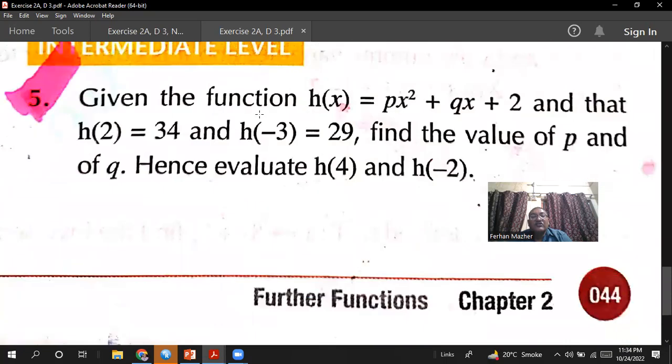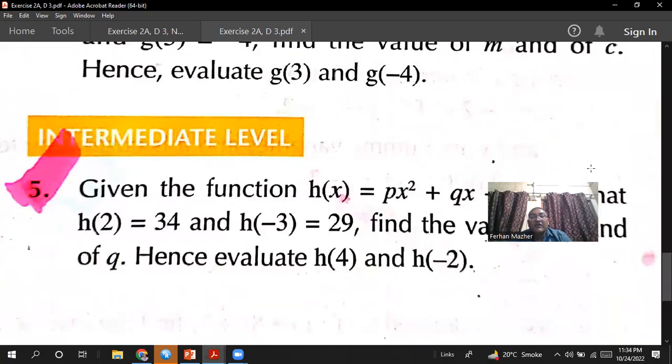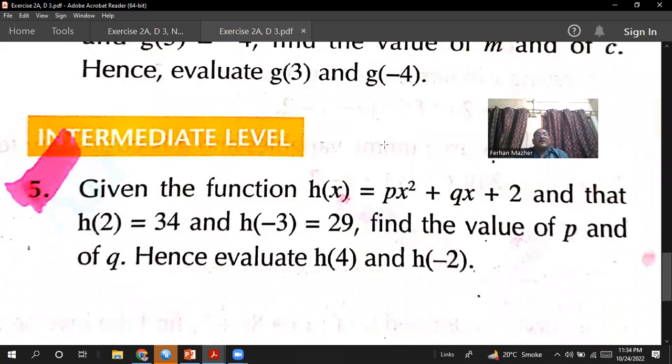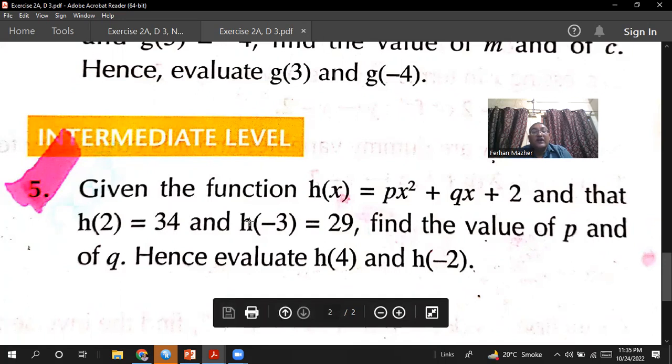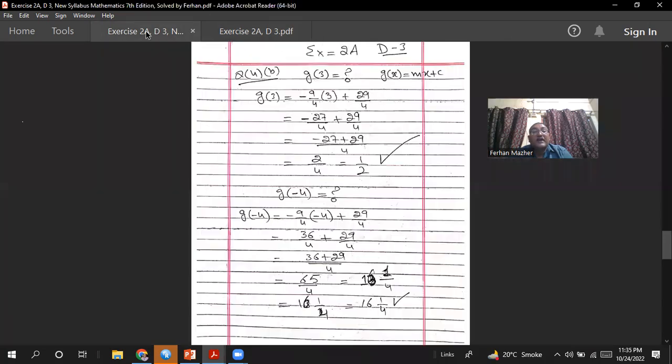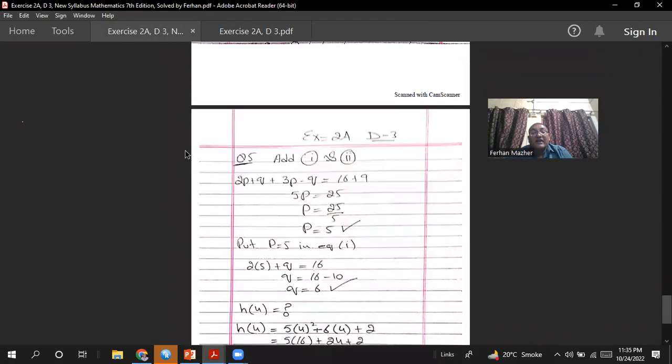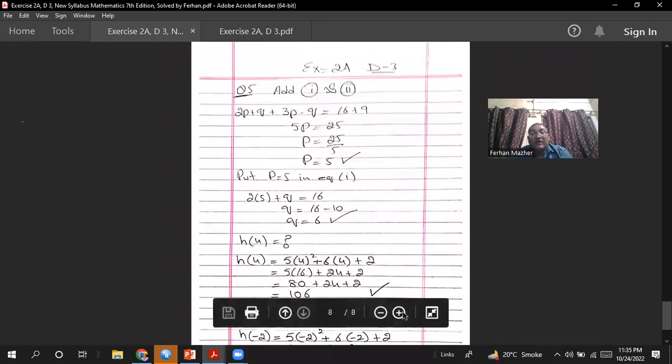The next question is question number 5, which is the last question of this exercise. Given the function h of x is equal to px squared plus qx plus 2, and that h of 2 is 34 and h of minus 3 is 29, find the value of p and q, hence evaluate h of 4 and h of minus 2. So h of 2 is 34 and h of minus 3 is 29. So from here I can make a simultaneous equation and then I will be able to solve it. Okay, so very simple.